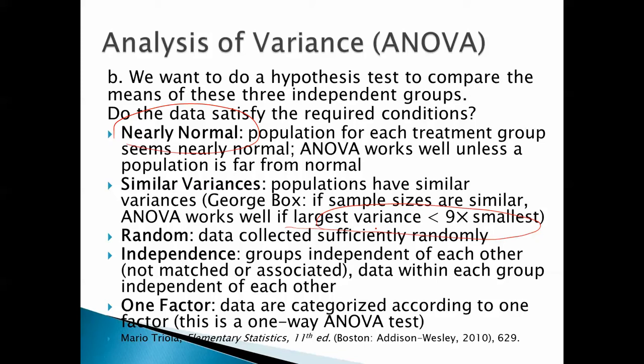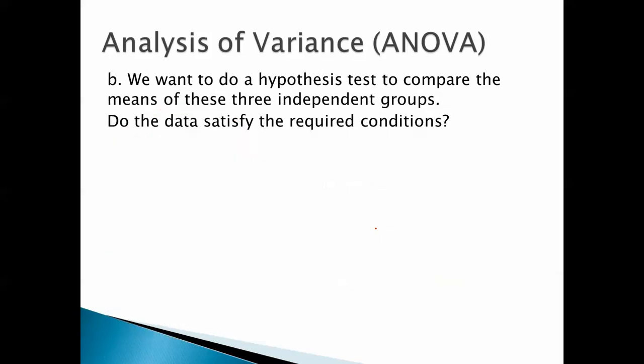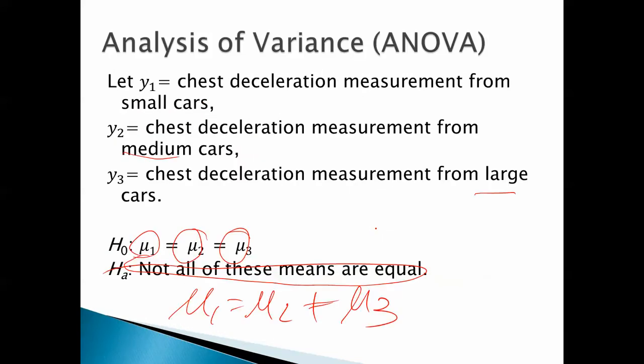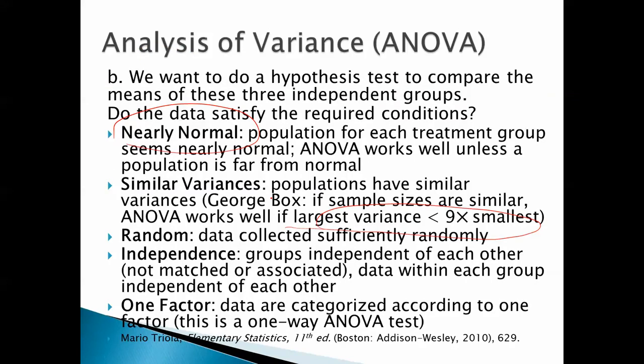Random: data collected sufficiently randomly. Independence: groups are independent of each other, not matched or associated, and the data within each group are independent of each other. One factor: data are categorized according to one factor. This is a one-way ANOVA test. Here's what I mean by that. In this case, our data are categorized according to size of car. If we also categorize them according to whether they're convertibles or not, that would be a two-way ANOVA test. In other words, if we further subdivided each of those 3 categories into 2 categories. We're not going to do that, though.